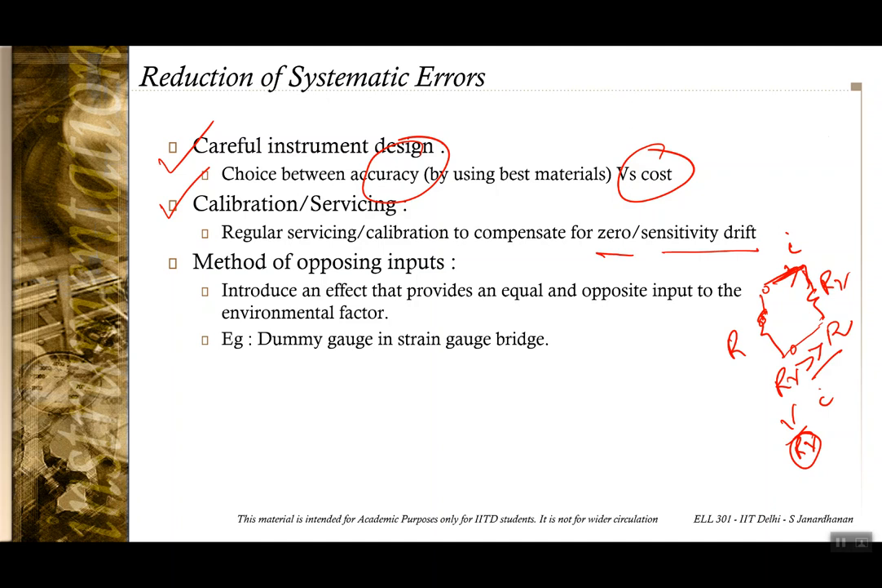Another way to compensate for a lot of environmental errors is the method of opposing inputs that we had repeatedly used in the strain gauge by using dummy strain gauges. So the dummy strain gauge is also affected by the same environment effect that the active strain gauge was subject to, and therefore the effect of these factors doesn't show in the final measurement. So the method of opposing inputs is also one way in which the systematic errors can be reduced.